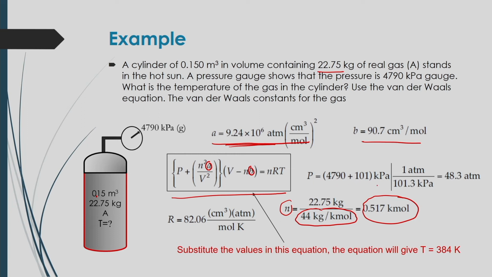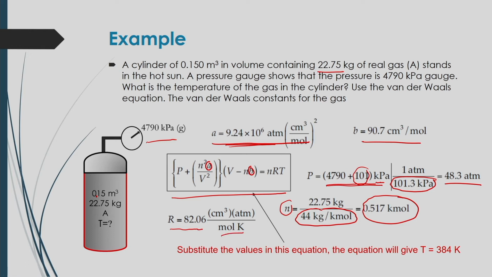Here this is the gauge pressure, so the absolute pressure will be equal to 4790 plus 101, which is the atmospheric pressure. So you have to add it to get the absolute pressure, in kilopascal. You know that 101.3 kilopascal is equivalent to 1 atmosphere, so you can convert the absolute pressure into atmosphere. This is 48.3 atmosphere. And the R value in these units is 82.06 centimeter cube atmosphere per mole K.